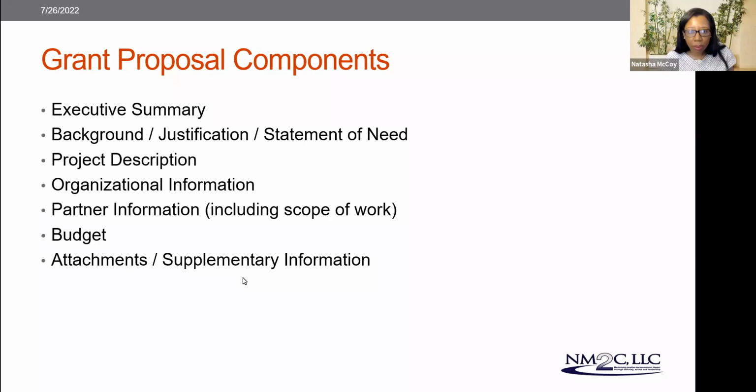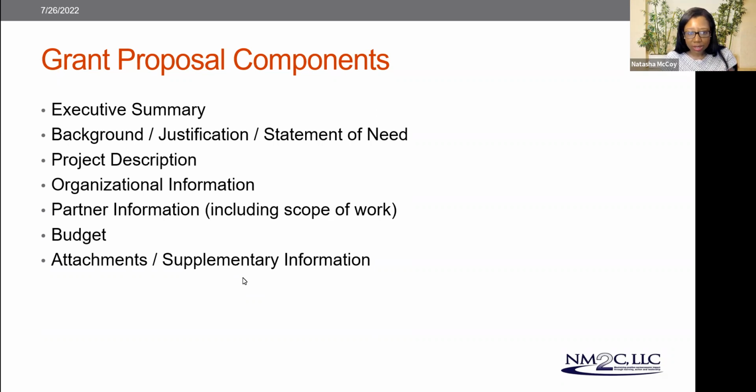The grant proposal components include executive summary, again, background, justification, statement of need. Like I said, the background is where you are allowed to beg, you're allowed to plead. This is where you educate the funder on why this is a problem. Tell them that this is a problem, explain to them as detailed as you can what the need is and why their funds are needed to address that need.